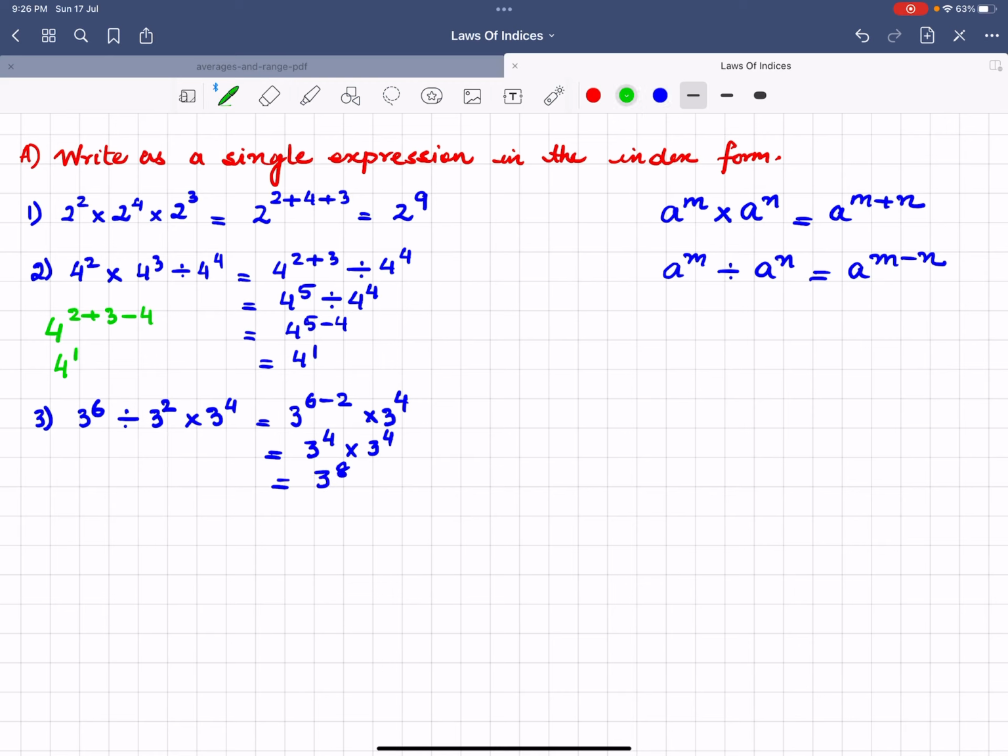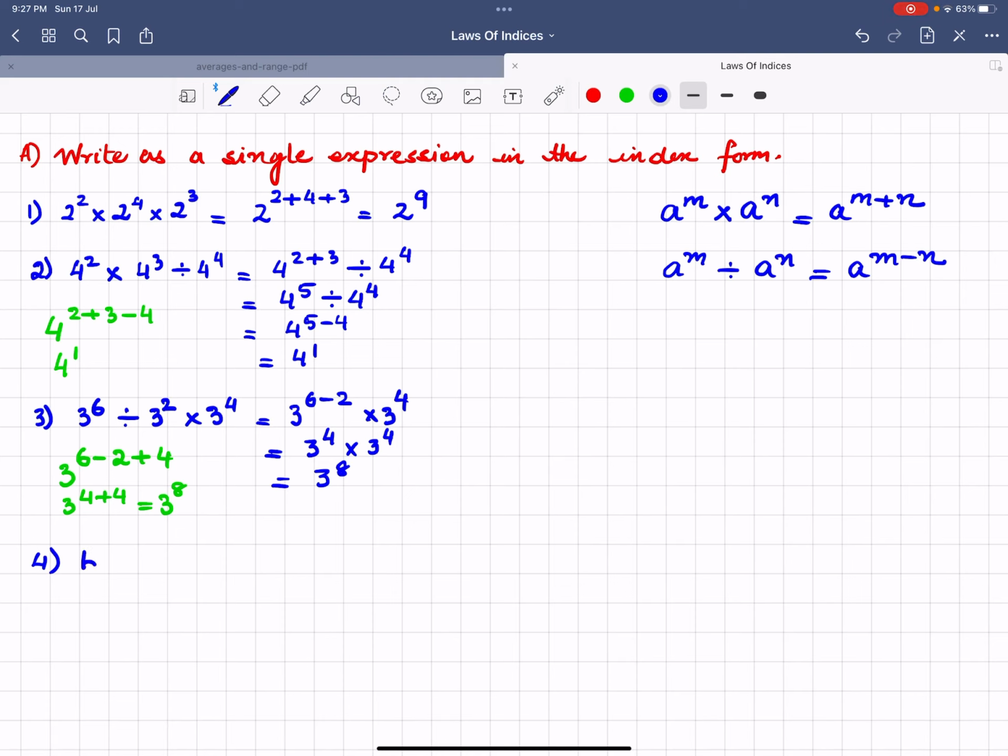We can also do this question directly. 3 to the power of 6 minus 2 and plus 4. We know that 6 minus 2 is 4. Therefore, 3 to the power of 4 plus 4, which is 3 to the power of 8. So, in whatever way a student understands best, he can use that method. Moving on to the fourth question.